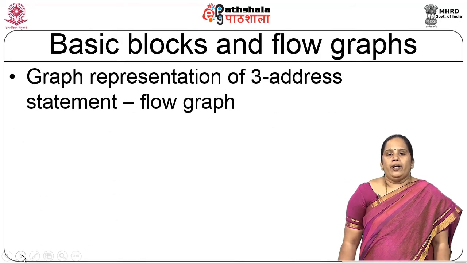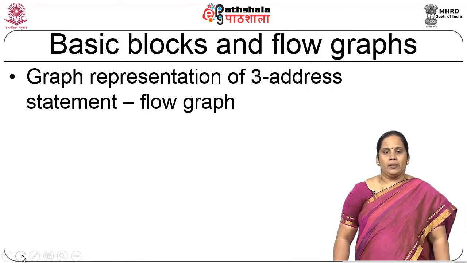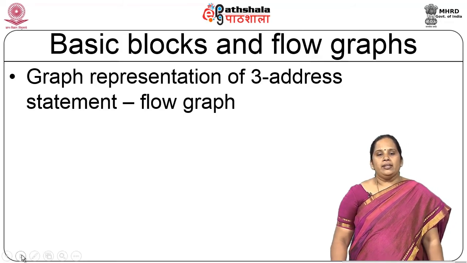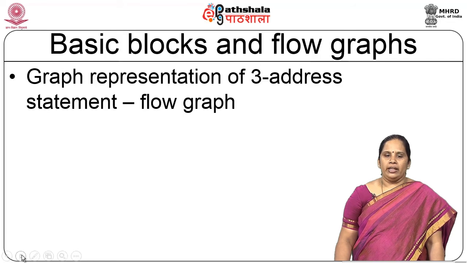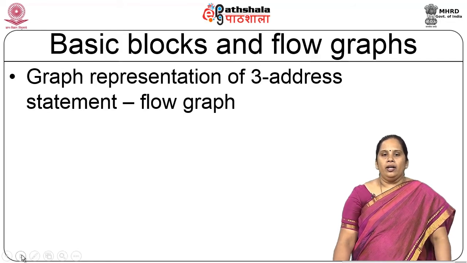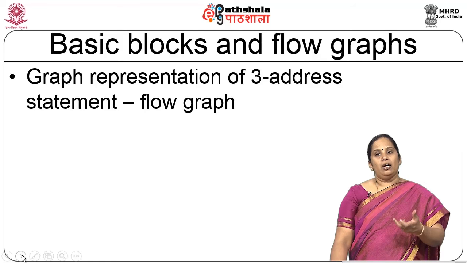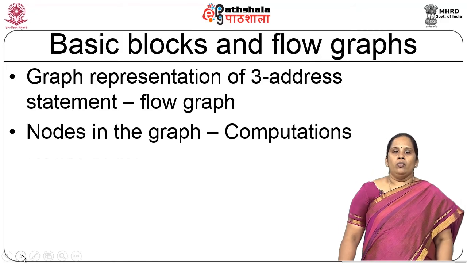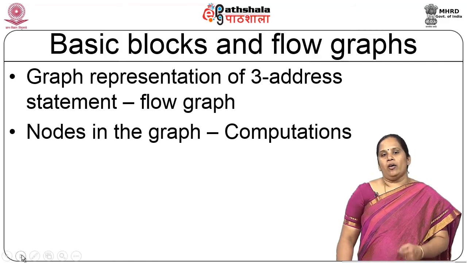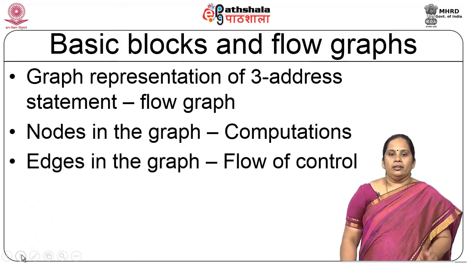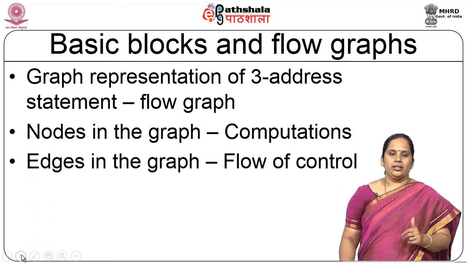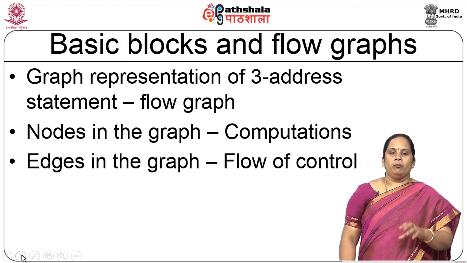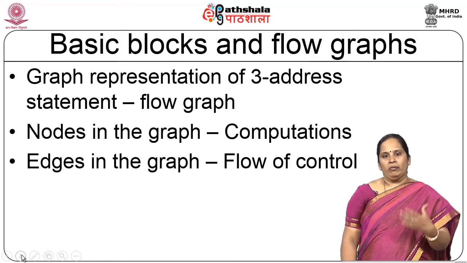Now, the primary task, the first step in code generation, is to construct what is called a basic block and a flow graph. A basic block is a graph representation of 3 address statements, also called a flow graph because it depicts the flow of information from one basic block to the next. The nodes in the graph correspond to a sequence or set of computations, and the edges in the graph indicate a flow of control. That is how information flows from one to the other. So, blocks will have a sequence of statements, could be 1, 2 or more.